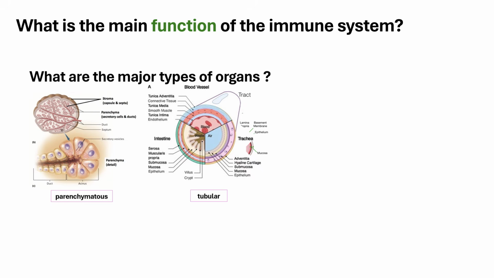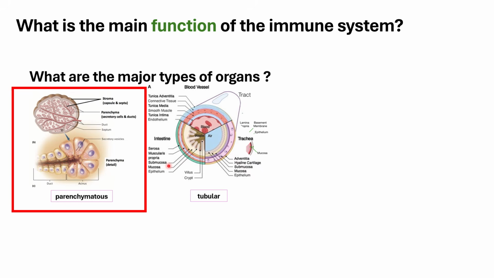First, let's try to think about the organs of our lymphatic system. Among the two architectural categories of our organs, which is it? It is, of course, parenchymatous, right? Because it doesn't have a big lumen or cavity within it, okay?